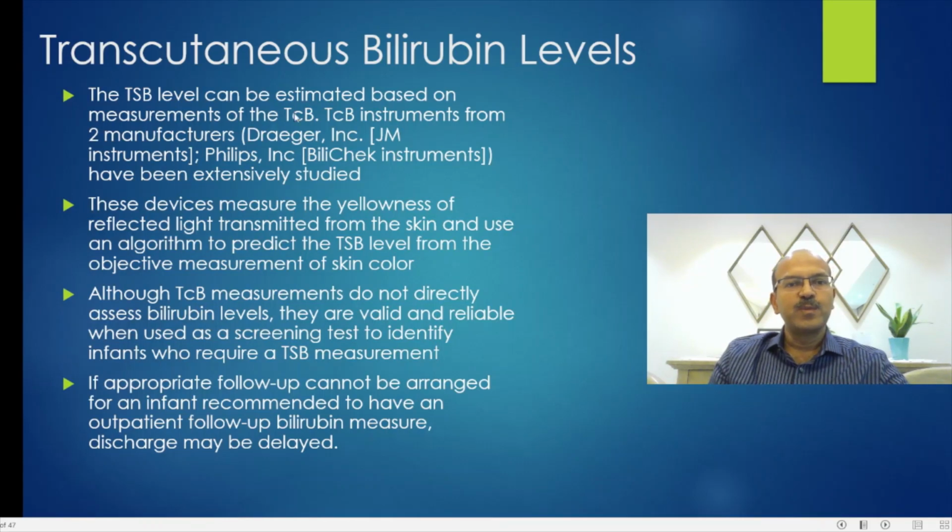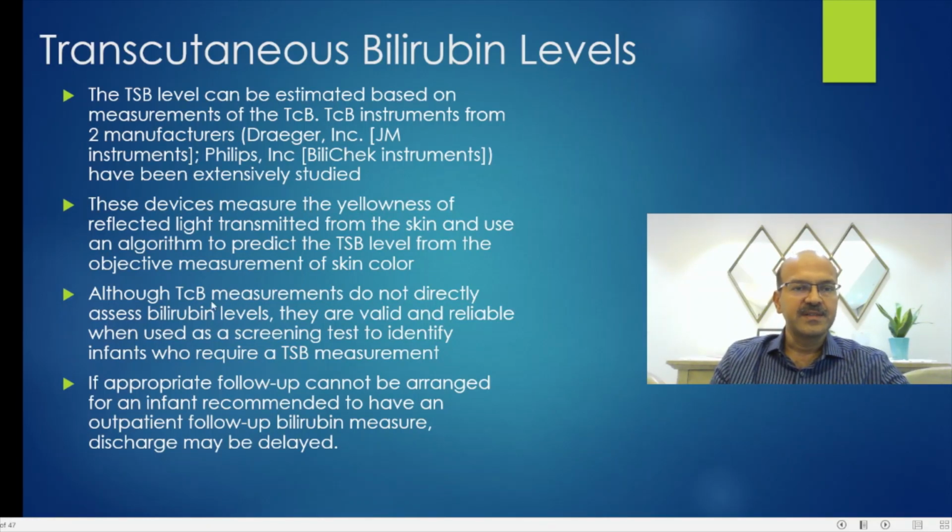So the transcutaneous bilirubin levels can be estimated based on measurements of the TCB. The serum bilirubin can be estimated based on the measurement of the transcutaneous bilirubin, and we get the instruments mainly from two manufacturers, even though the others may be present as well. So the Drager and Philips are the ones in US, and there are other companies which make them as well. The devices measure the yellowness of the reflected light transmitted from the skin, and they use an algorithm to predict the TSB level from the objective measurement of the skin color. So it's pre-recorded, and there may be slight differences according to the skin pigmentation level, the prematurity level of the baby, and so on. So we should be careful about exactly taking these readings in certain groups.